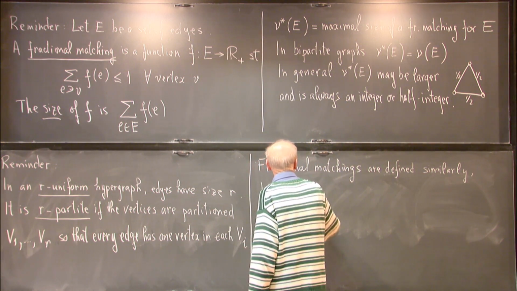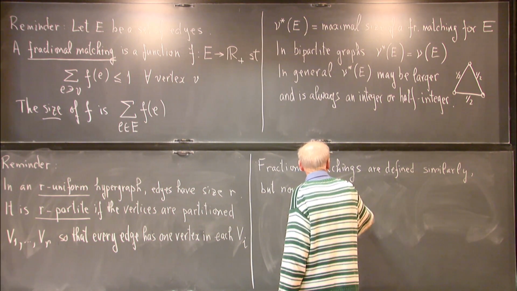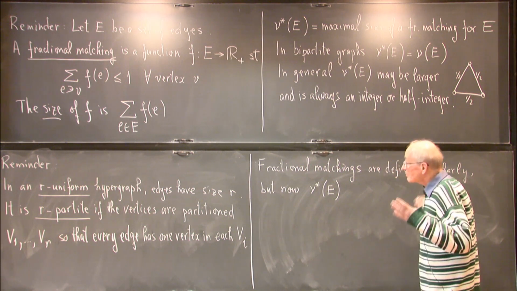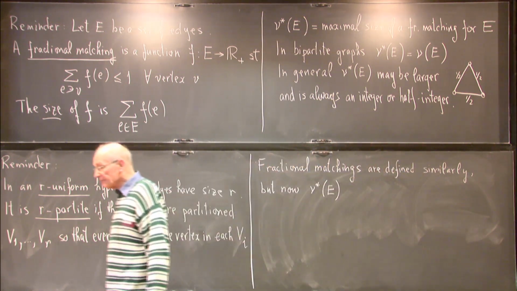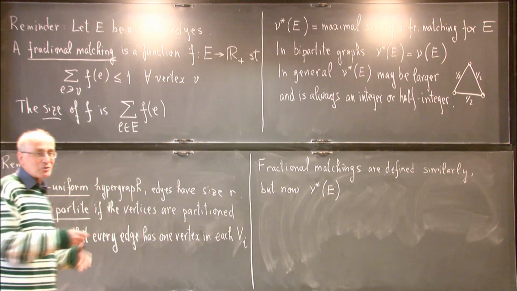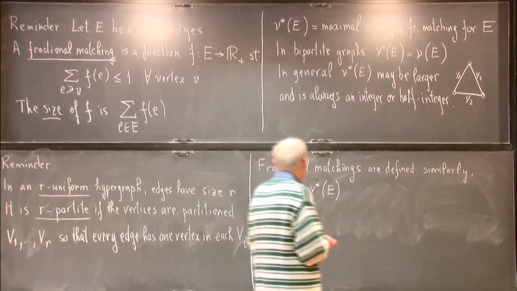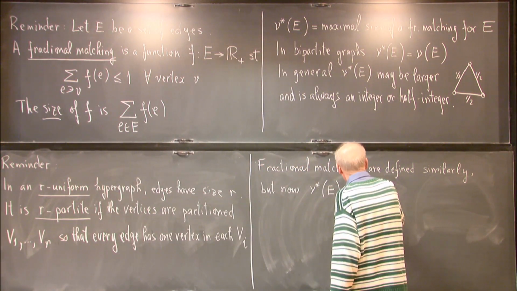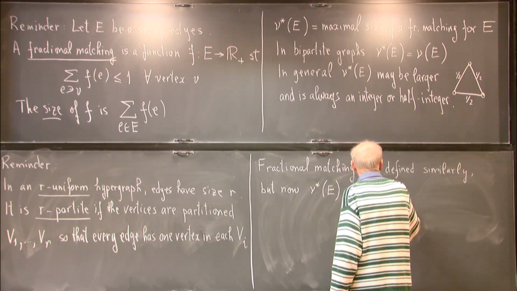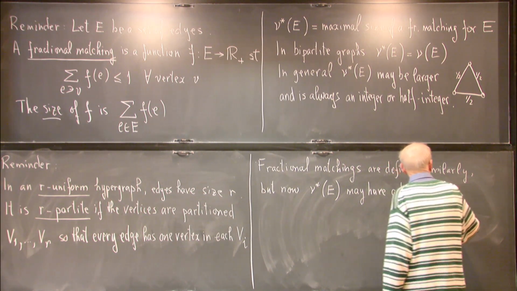But now the fractional matching number, you might naively believe that because in graphs the denominator has to be either 1 or 2, an integer or a half integer, then perhaps in 3-uniform hypergraphs it must be either 1 or 2 or 3. Well, this is not the case. It can be anything. So now nu star of E may have arbitrary denominators.